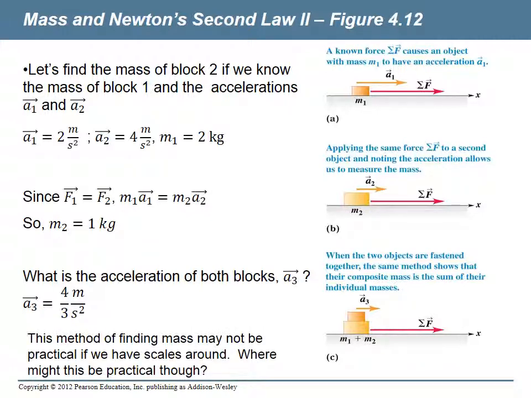So what we did here is we found the mass by saying that I'm going to apply some force to some known mass, and I'll measure its acceleration. So I knew the force, and I knew some m1 and a1. Now, if I didn't know m2, the mass of block 2, I can apply the same force, measure its acceleration, and then I was able to find mass 2.